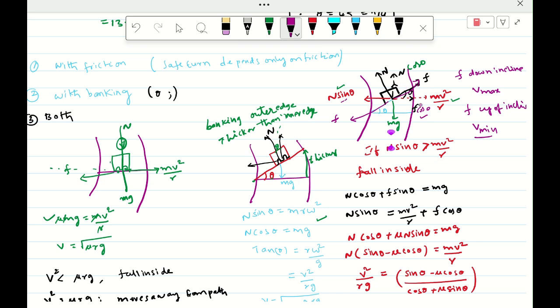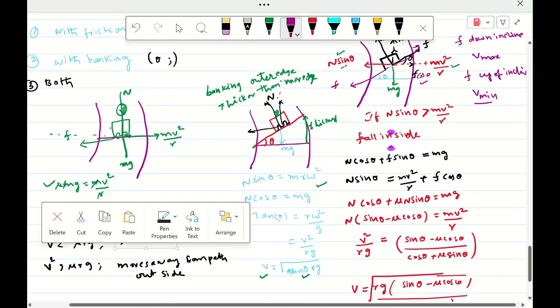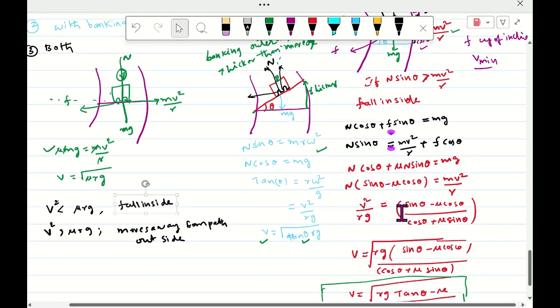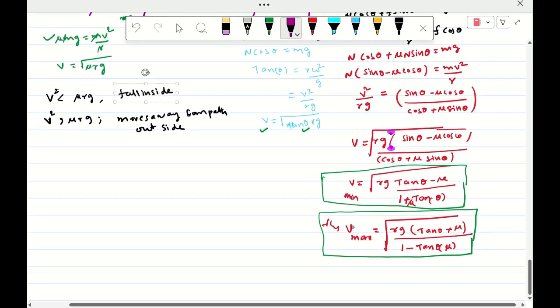Then the equations: in the vertical direction, n cos theta plus f sin theta equals mg. In the horizontal direction, n sin theta is equal to mv square by r plus f cos theta, with the f cos theta component coming to this side. So now from these we can get v minimum. Similarly v maximum.